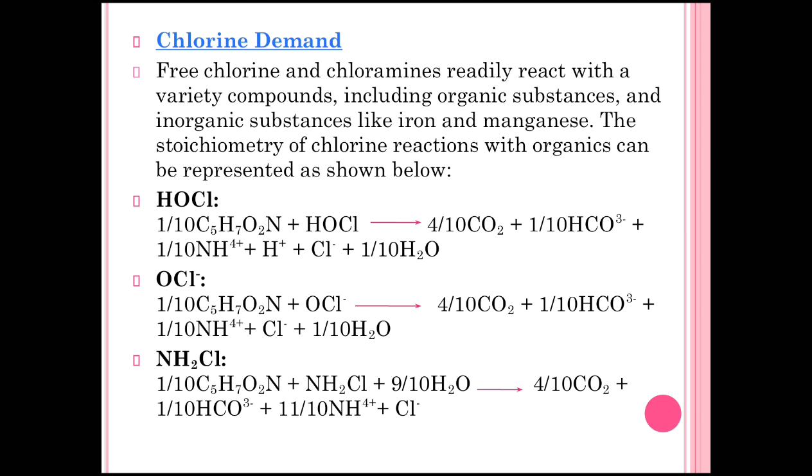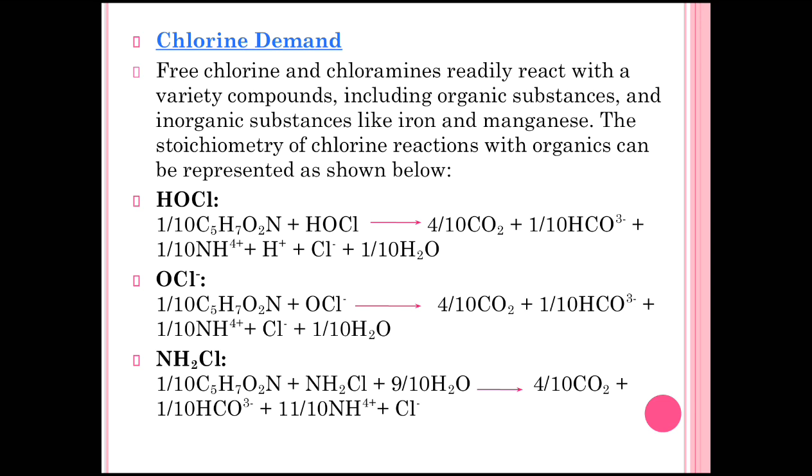Now the hypochlorite ion: 1/10 of C5H7O2N, whenever reacted with OCl minus, gives 4/10 of CO2 plus 1/10 of HCO3 minus plus 1/10 of NH4 plus, Cl minus plus 1/10 of a water molecule. Then the third one is NH2Cl: 1/10 of C5H7O2N plus NH2Cl plus 9/10 H2O gives 4/10 of CO2 plus 1/10 of HCO3 minus plus 11/10 of NH4 plus, Cl minus.